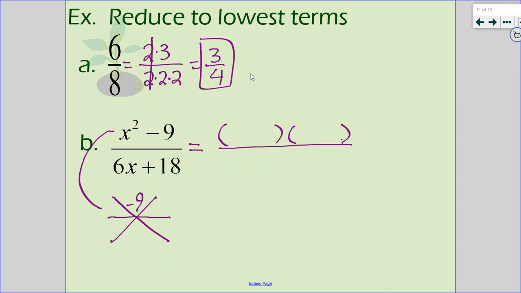What goes at the bottom of the snowflake? 0. Because this is the same as x squared plus 0x minus 9. The middle term is missing, which means the coefficient of the middle term is 0. So that's why 0 goes at the bottom, and here's a 1 and a 1. -3 and 3 are two numbers that multiply to give us -9 and add up to 0. So then we have x minus 3 and x plus 3.